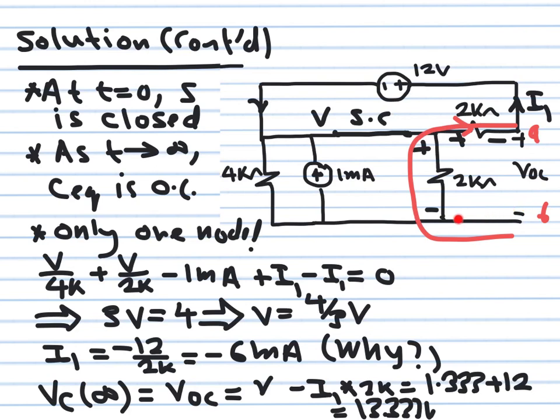I move from here to here, I get a positive voltage, negative to positive, so this is V, 4 over 3. I move from here and get a negative voltage, so minus 2K multiplying I1, but I1 is negative. I1 is minus 6 milliamperes, so this will give me plus 12. Then this voltage VAB, which is the capacitor voltage at infinity, is equal to 13.3333 volts. Okay, so now we calculated the second quantity we need for the step-by-step method.